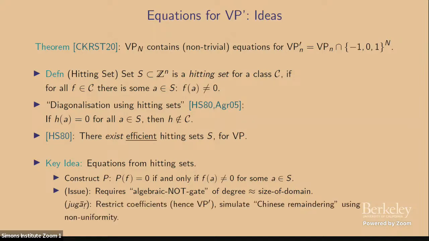You restrict coefficients. You say, okay, I'll restrict my domain, which is why we are in VP prime. And then you simulate Chinese remaindering, like going modulo different primes and so on, and you crucially use non-uniformity to do this. So the message is this: if you have an efficient hitting set for your class, then the prime version of that class will have equations using this recipe. More or less, almost always this will work.